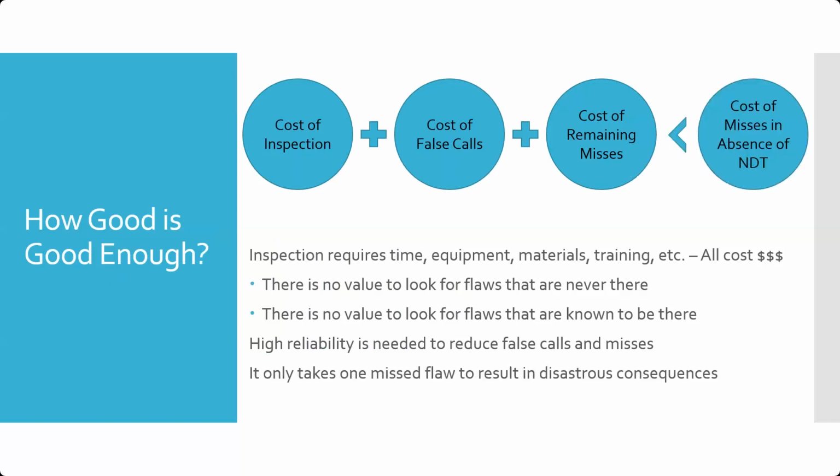And then cost of remaining misses is those things that we don't find. And particularly in aviation, the cost of remaining misses can be extremely high. This is talking about dangerous situations that could result in the loss of an aircraft and all lives on board. So it only takes one missed flaw that can result in these disastrous consequences. So if you take these three things together, cost of inspection, cost of false calls, and cost of remaining misses, it needs to be less than the cost of misses in absence of NDT.